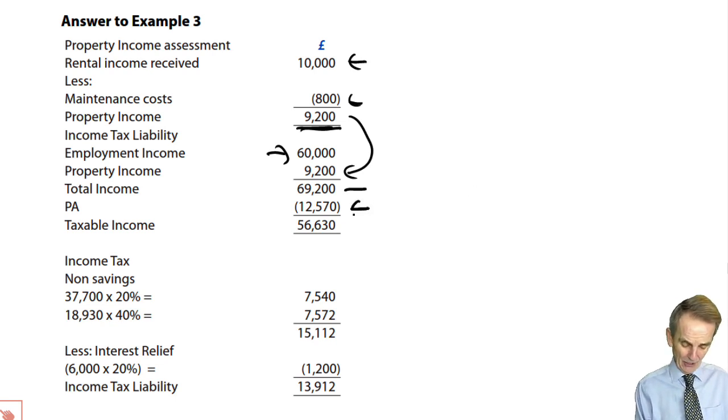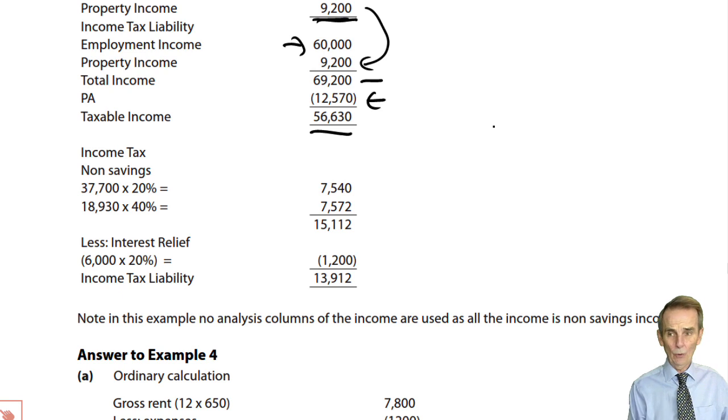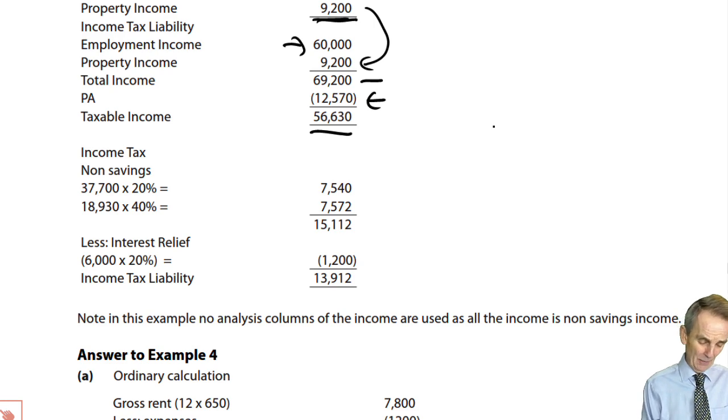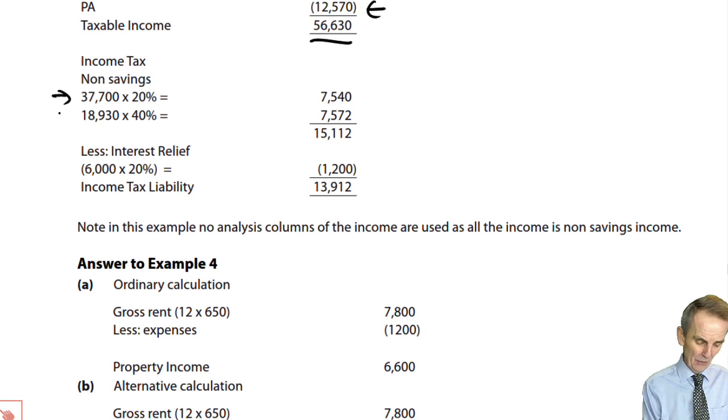The personal allowance is available in full, and that gives you taxable income of 56,630. As we knew, we were going to be a higher rate taxpayer. So tax using the normal non-savings income tax rates. We've got our 37,700 basic rate band. The balance is in higher rate at 40%.